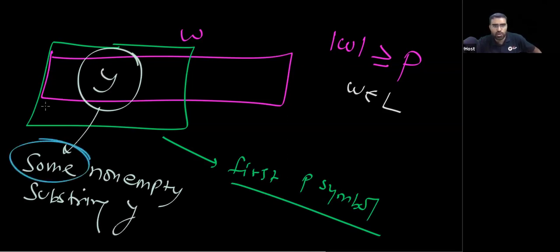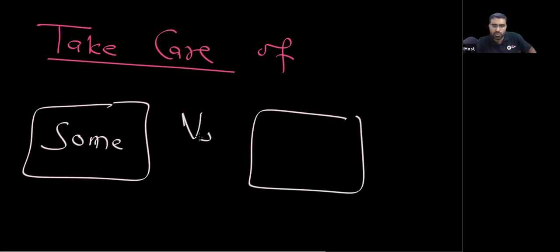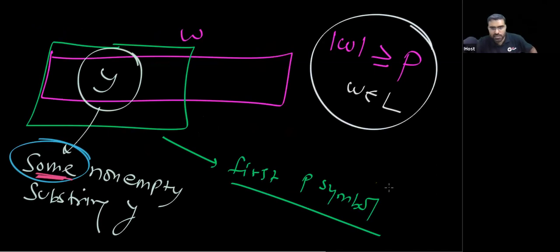Focus on this word some. This is very important. Please take care of some and all in the pumping lemma. These words are very important: some versus all. Is this point clear? If you take this W, which is a candidate string, within the first P symbols there is at least one part which you can repeat.